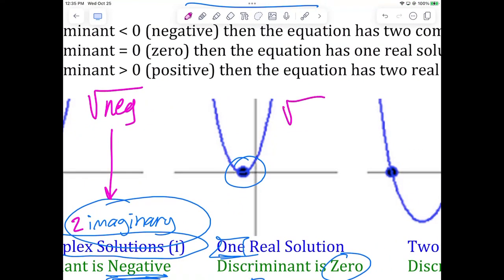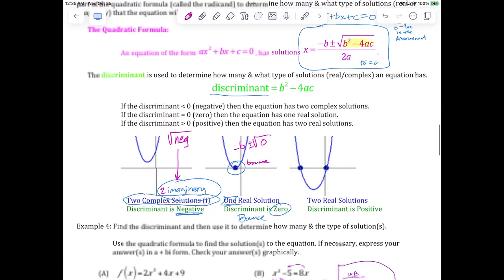If you're taking the square root of 0, if your discriminant is 0, then imagine doing plus 0 minus 0. You're going to get the same number. Negative b plus 0 is negative b minus 0 is negative b. So you're just going to get one solution. What that's going to do, it's going to look like a bounce on the x-axis, so it's a double root.